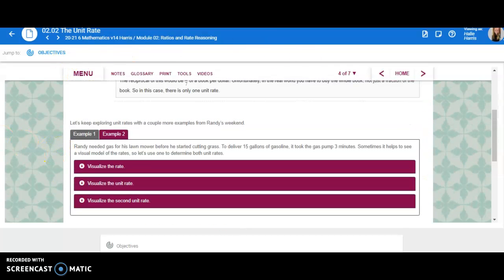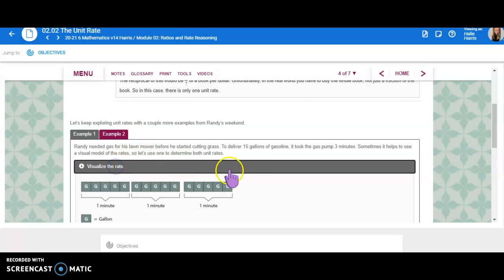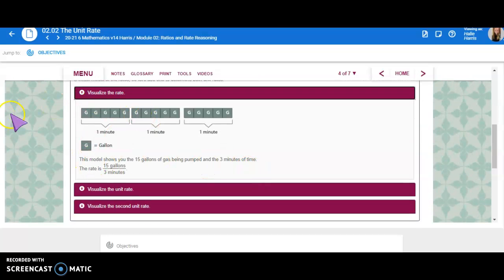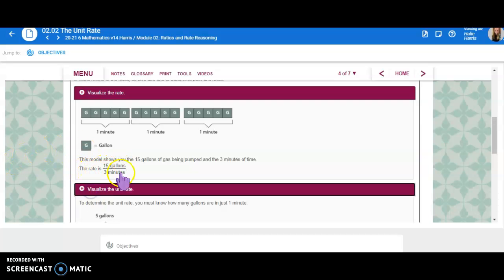You scroll down here, you have a couple examples. The first one talks about Randy needing gas for his lawnmower before he started cutting grass. To deliver 15 gallons of gasoline, it took the gas pump 3 minutes. Sometimes it helps to see a visual model of the rates. So here's a visual of this. For 3 minutes straight, the gas pump is pumping out 5 gallons, so you can see that. The rate is 15 gallons for every 3 minutes.